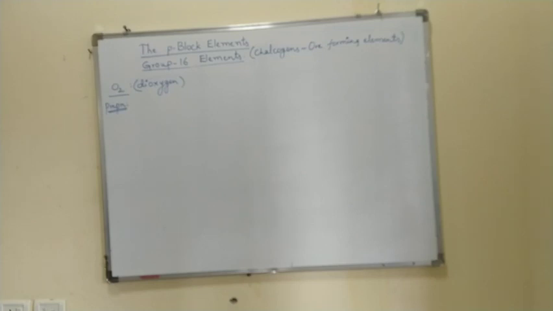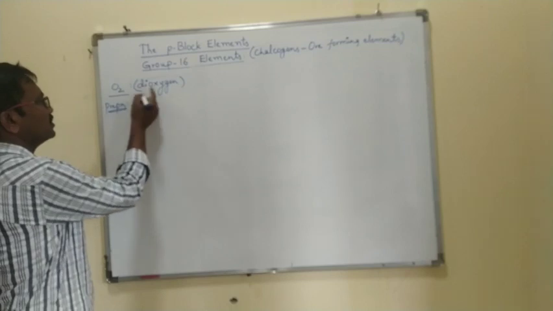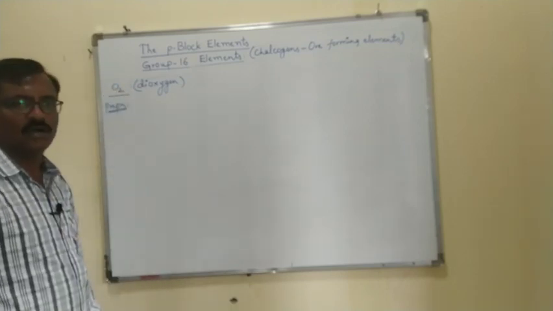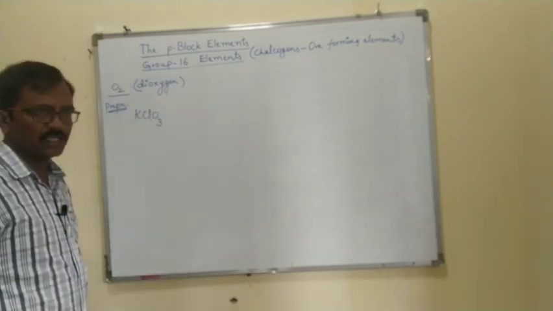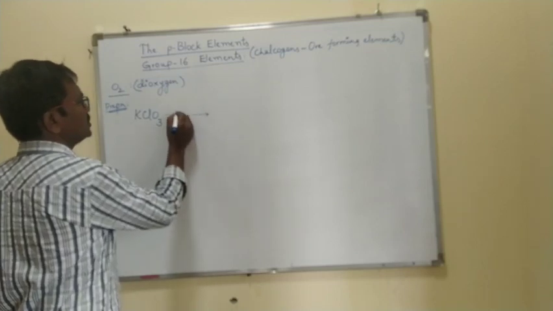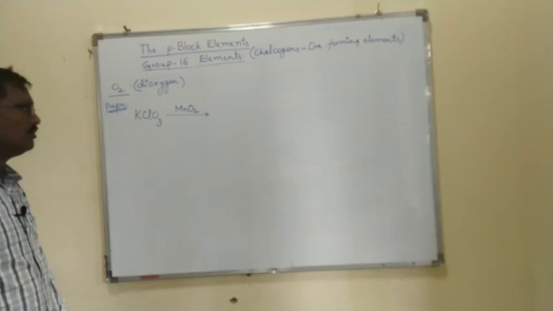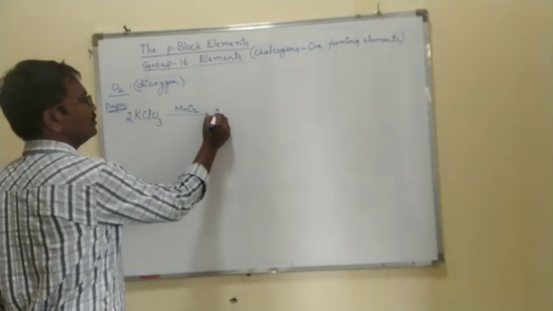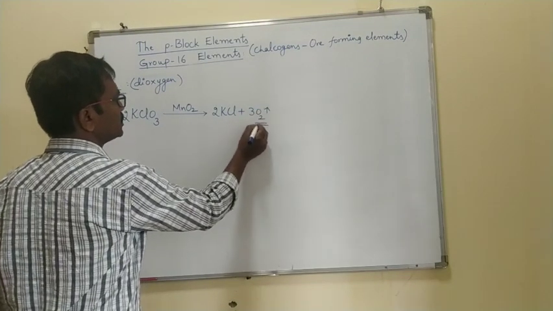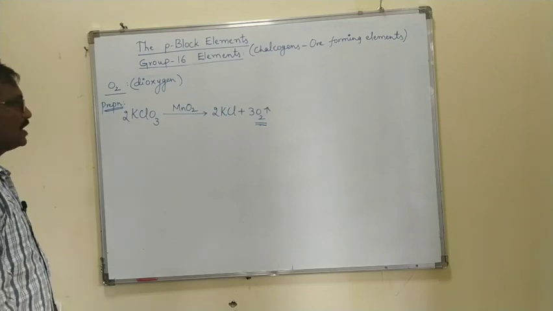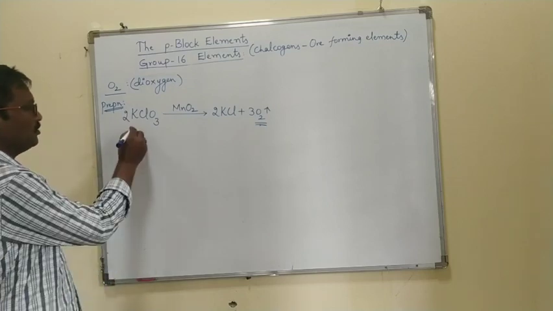So this is related to reactivity towards halogens. The next one is the dioxygen preparation method. Dioxygen, or you can simply call it oxygen. Potassium chlorate, you have studied in the chemical kinetics chapter. So MnO2, in which case you studied the role of catalyst. So 2 KCl plus 3 O2, liberation of the oxygen. MnO2 acts as a catalyst. Manganese dioxide, MnO2, with potassium chlorate.